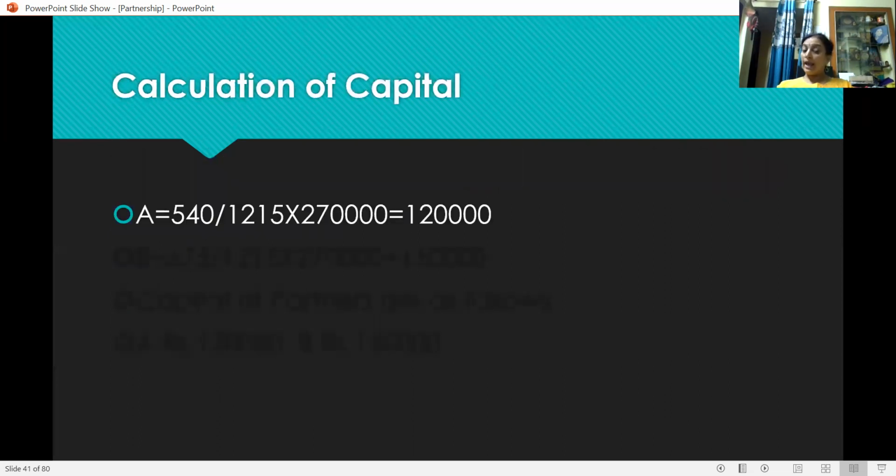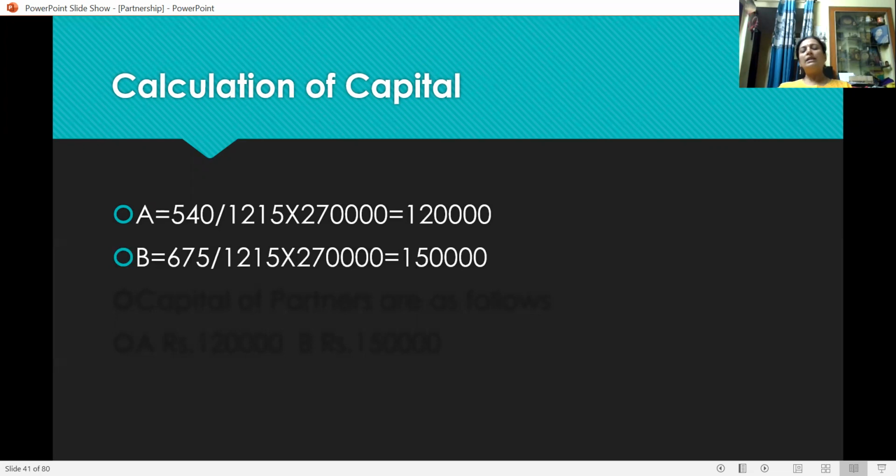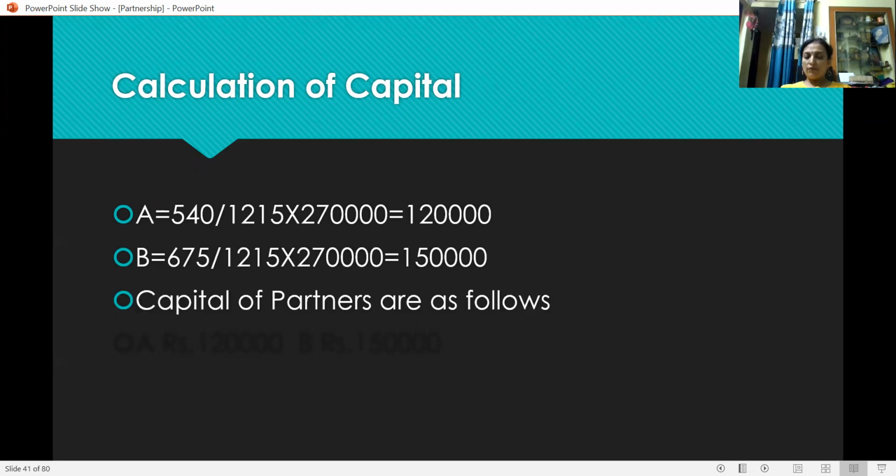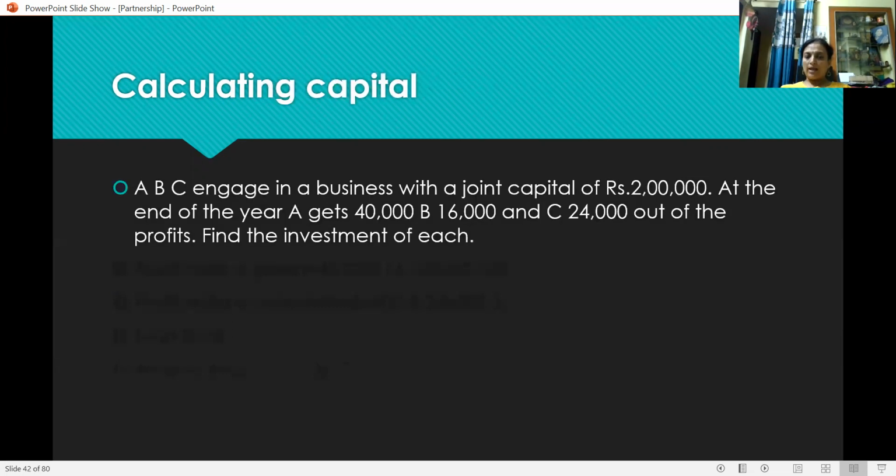Now A's ratio is 540 divided by 1215, and the total capital is 2,70,000. So what is his portion of capital? That is nothing but 1,20,000. In the same way, how about B? B's ratio is 675 divided by 1215, and the total capital is 2,70,000. So if you multiply, you will get the portion of B, that is 1,50,000. So the capital of partners now is A 1,20,000, B 1,50,000. That is what we have calculated.